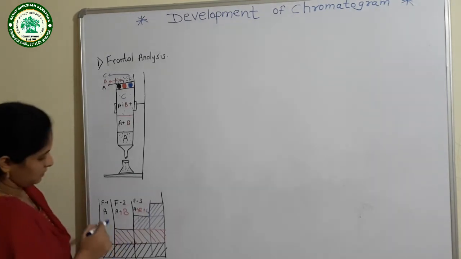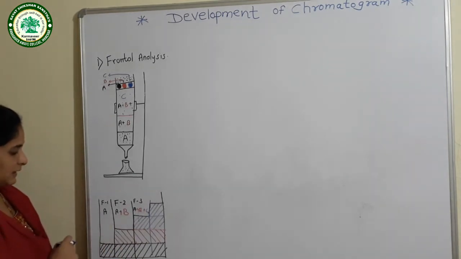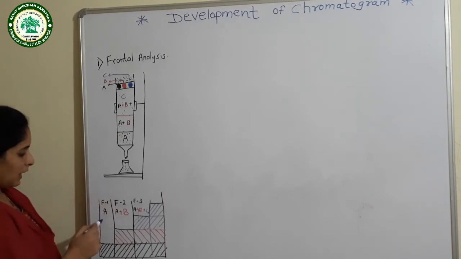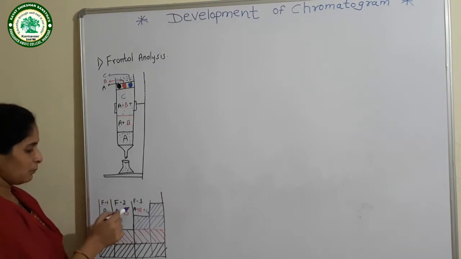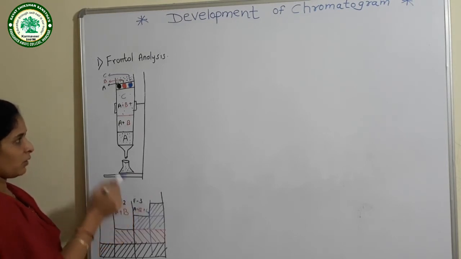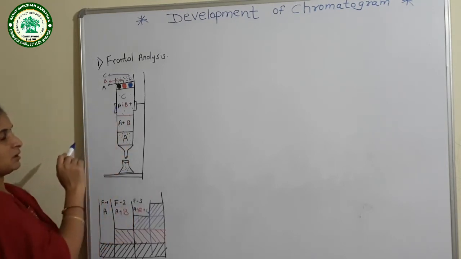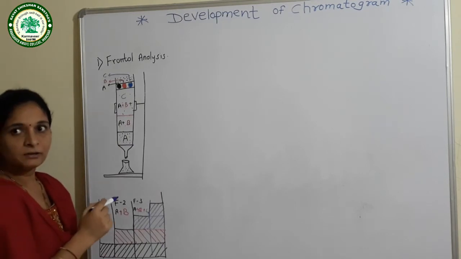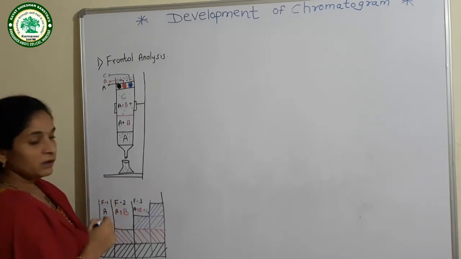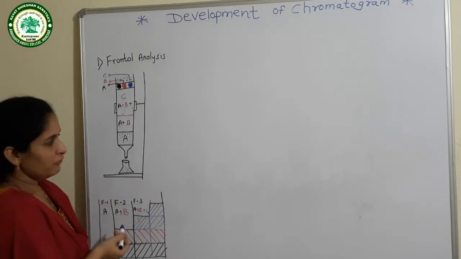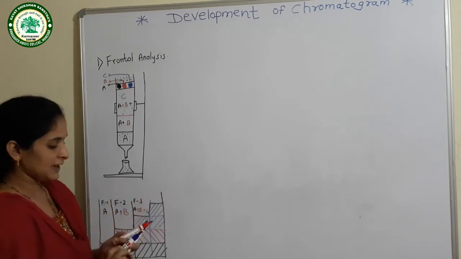See here, in this diagram you can see we get only component A in the pure form in the first fraction. The other components B and C we obtain in the form of a mixture. This means in this method only one component can be purified. This is the frontal analysis.